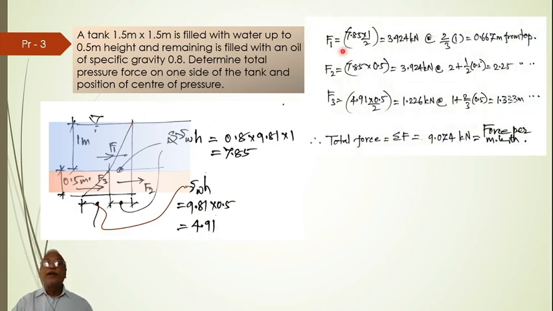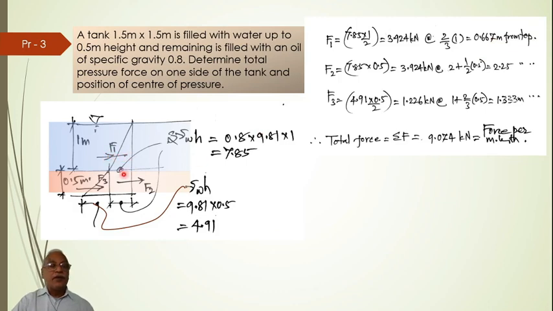Now I'll calculate force per meter length of the wall. So force per meter length of the wall, if you want to calculate, we have to calculate the area of the pressure diagram, F1. I have indicated it as F1. So F1 will be equal to half of 7.85 into 1, 3.924 kilonewton, which acts at, if I take the top as the reference, from the top this distance will be 2/3 of 1. So at 2/3 of 1 will be equal to 0.667 meters from the top.